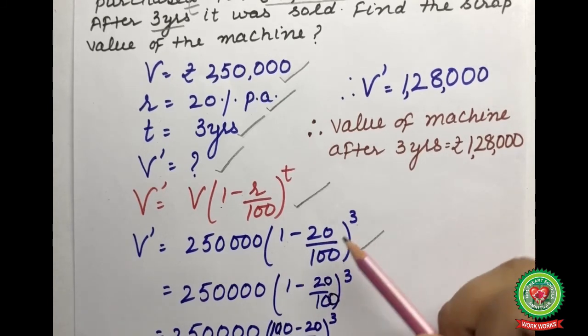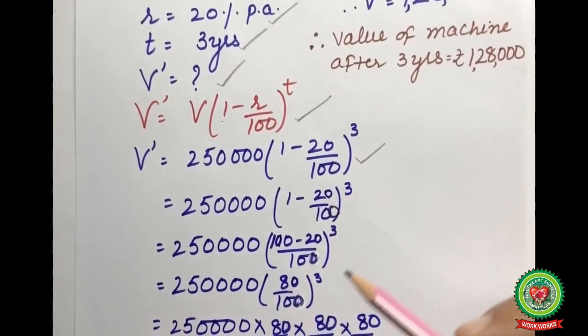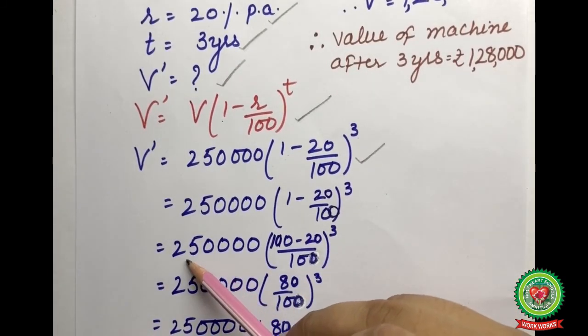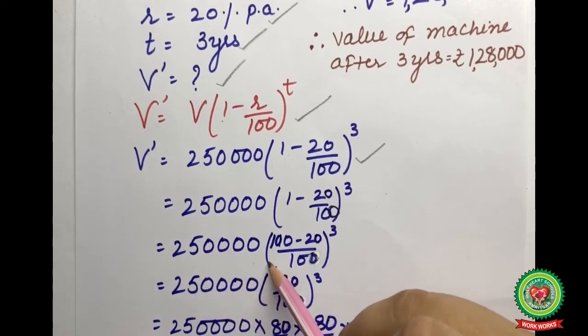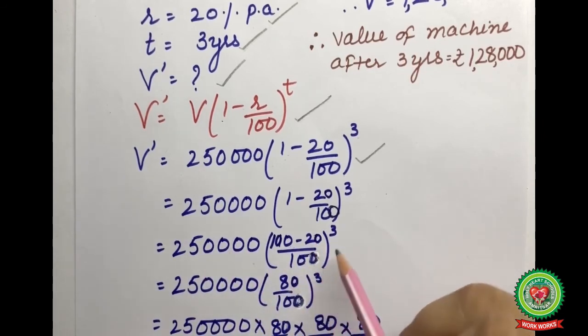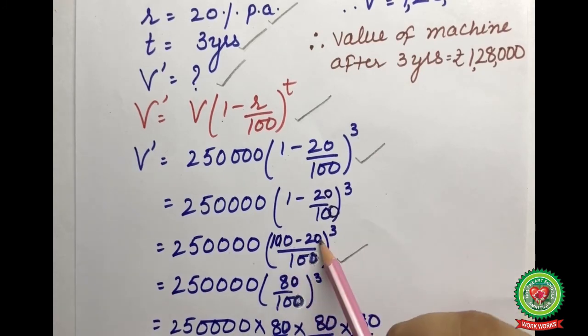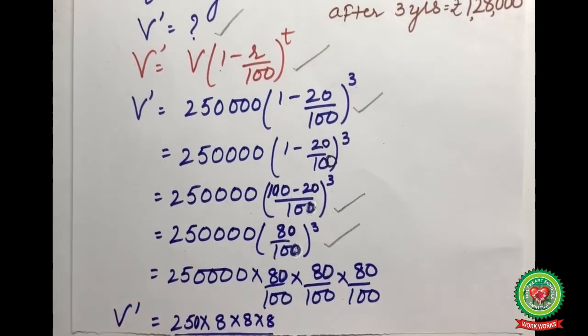power 3. Now we are going to take the LCM. So on taking LCM, we get 2,50,000 bracket 100 minus 20 upon 100 raised to power 3. Now 100 minus 20 is 80. So we get 2,50,000 bracket 80 upon 100 raised to power 3. Now we are going to write down 80 upon 100 3 times. So we get 2,50,000 multiply 80 upon 100 multiply 80 upon 100 multiply 80 upon 100.